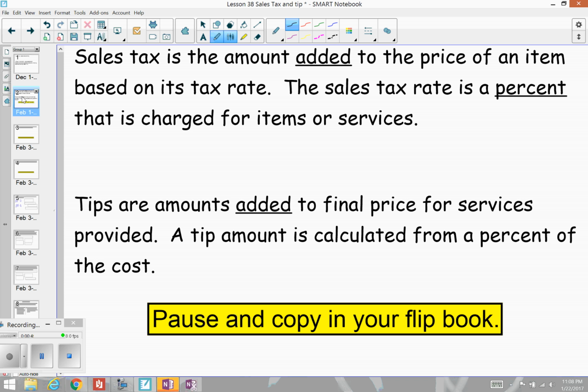Tips then are the amounts that are added to a final price for services that are provided. For instance, if you go out to eat, to pay for your server, if you get a haircut, pay for that service, anything that you can find a tip amount for, if you get pizza delivered. So the tip amount is also calculated from a percent of the original cost. Go ahead and pause the video now and copy these two definitions into your flipbook, one under sales tax and the other one under tips.